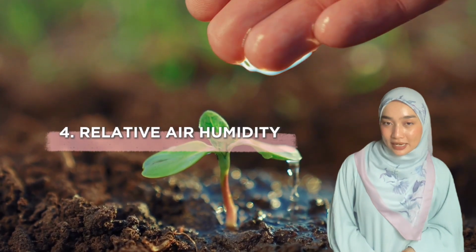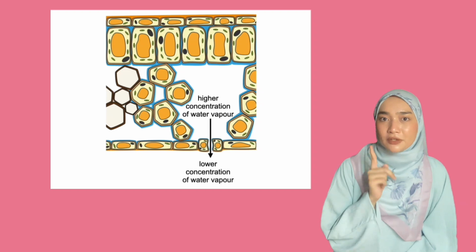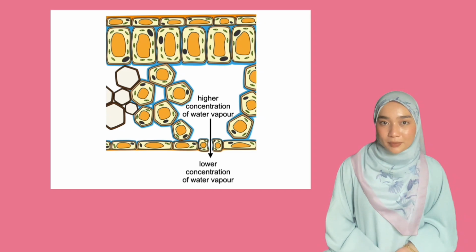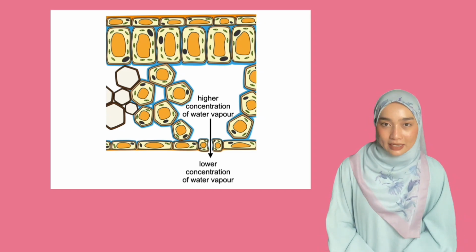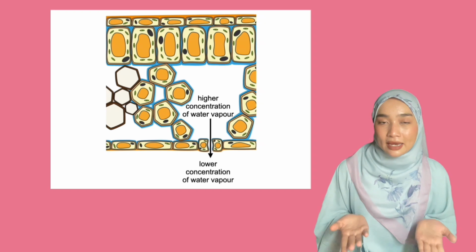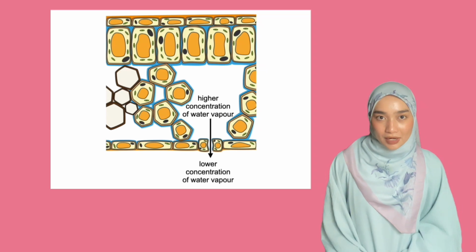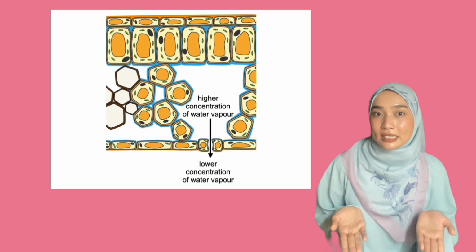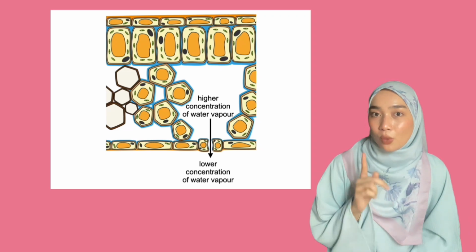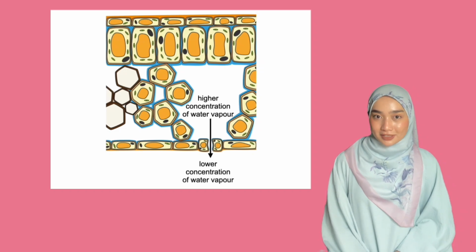Lastly, let's talk about relative air humidity. Here is the leaf cross-section. Remember that water vapor diffuses out of the leaf down the concentration gradient. That's because the concentration of water vapor outside the leaf is generally lower than the inside. Besides, the relative humidity shows the concentration of water vapor in the air as a percentage of the maximum possible. When the humidity levels are high, the difference in water potential between the leaf and the surrounding atmosphere diminishes. Conversely, when the relative air humidity is low, water vapor escapes more rapidly from the stomata, resulting in an increased rate of transpiration.